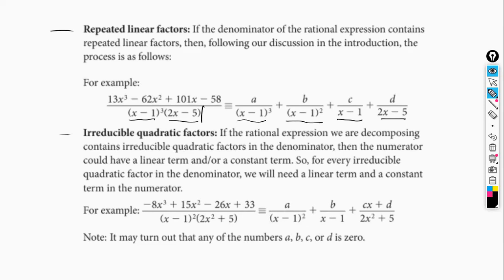Well, for example, if we get this case here where we have x minus 1 squared, we know that this is a repeated linear factor, so we know what to do. We see it here. But in this case, this is irreducible. We cannot reduce this by factoring. So then that would require an expression in the numerator, like this one, that would have a linear factor and a constant term. So this is the linear factor and this is the constant term. So then we would have to solve for A, B, C, and D.